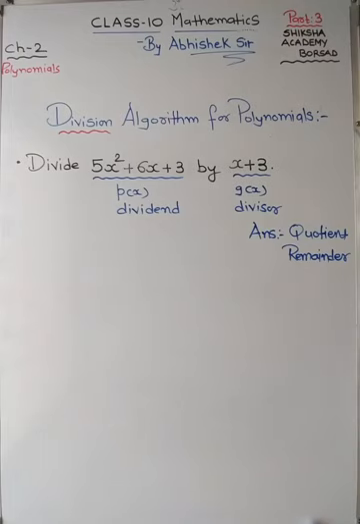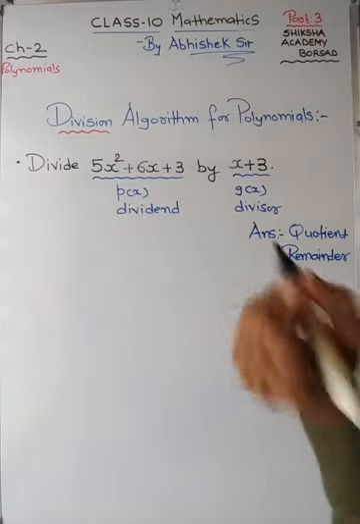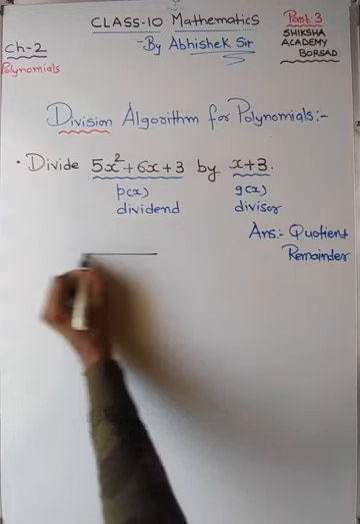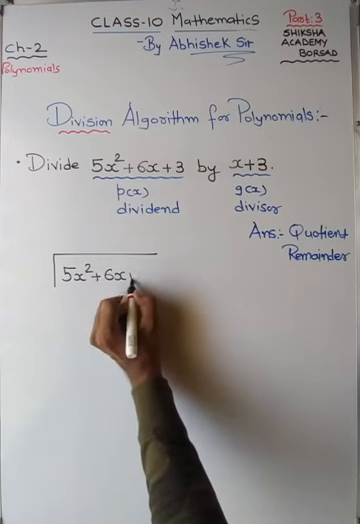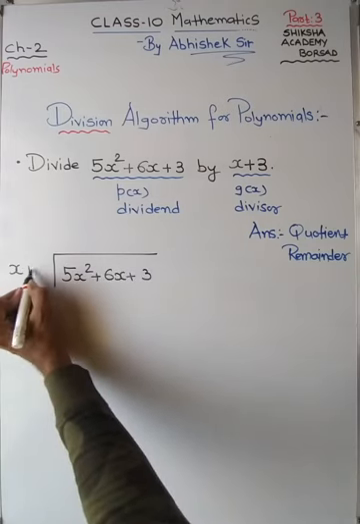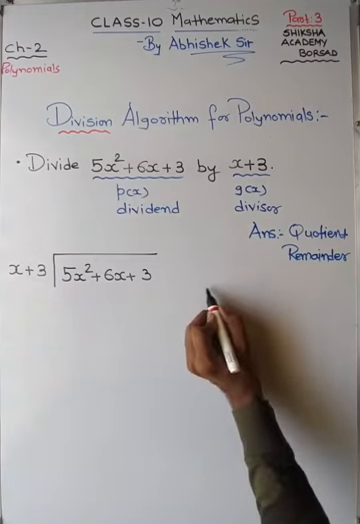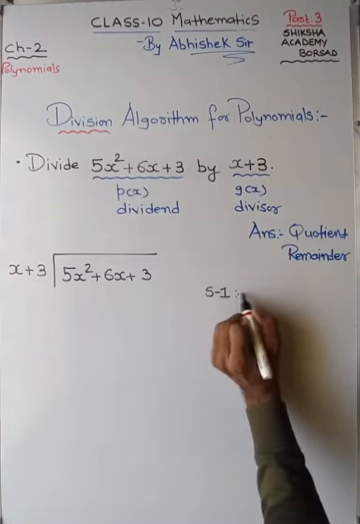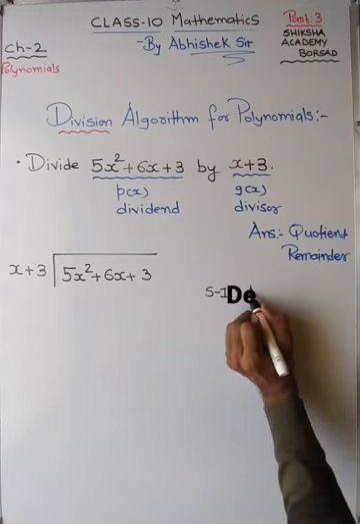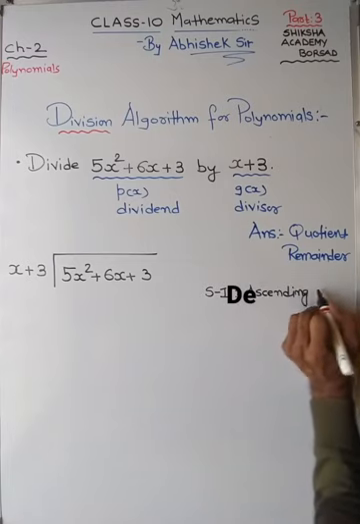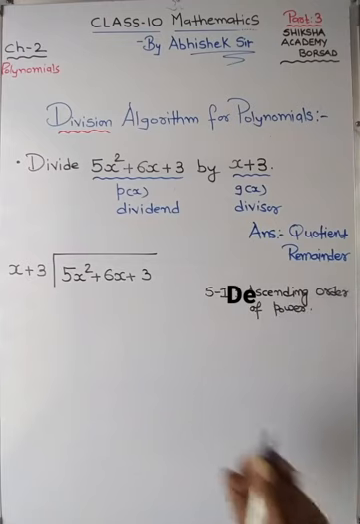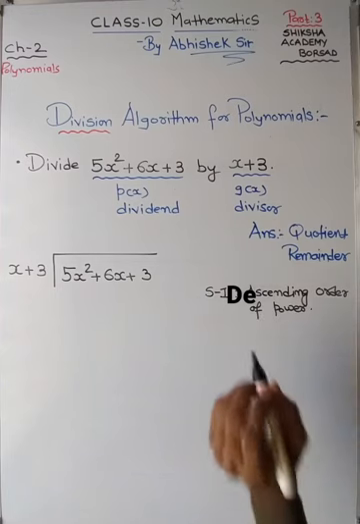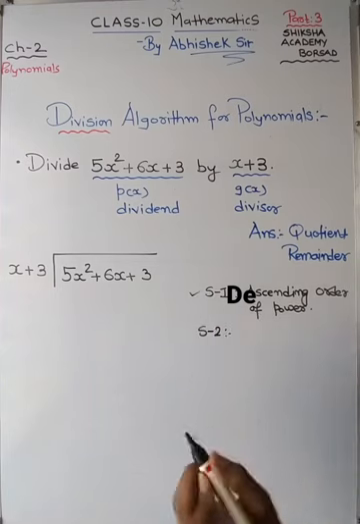Quickly, step by step, I will be doing this division, so please take care of all the steps. We will write the dividend over here, divisor outside. Step 1, check whether all of them are in order of powers. Exactly, this is not really step 1, but right now I'm adding this as step 1. Now step 2, this is the very main step.